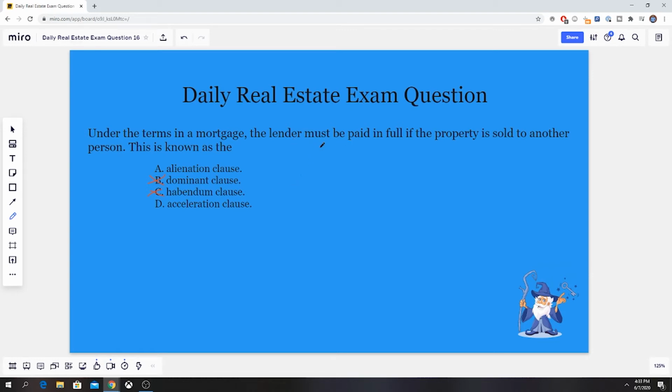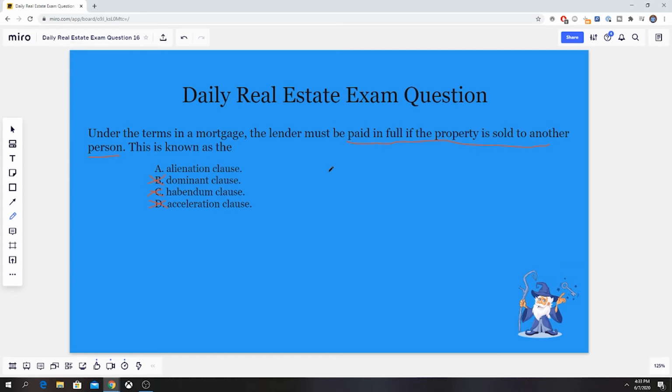The key phrase here is paid in full if the property is sold to another person. Think of it like this: the acceleration clause normally has to deal with a breach of contract. It's the provision that requires the borrower to repay all of an outstanding loan upon breach of contract. Knowing that, there's no breach of contract in this statement, so it's definitely not D. And guess what? It is in fact A.